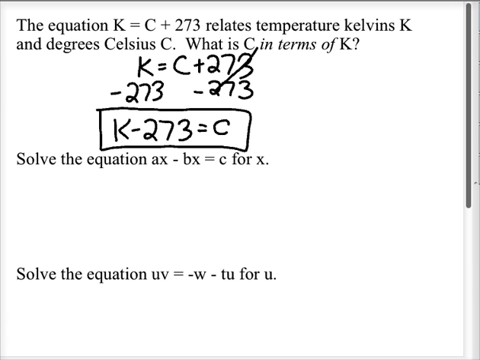Now, in the practice work and on your test, there are going to be slightly more complicated problems, okay? So we could have one like this next one. AX minus BX equals C, and we want to solve it for X.